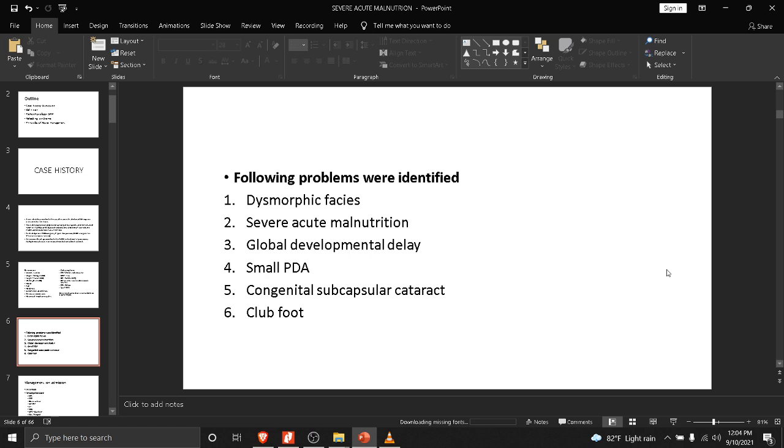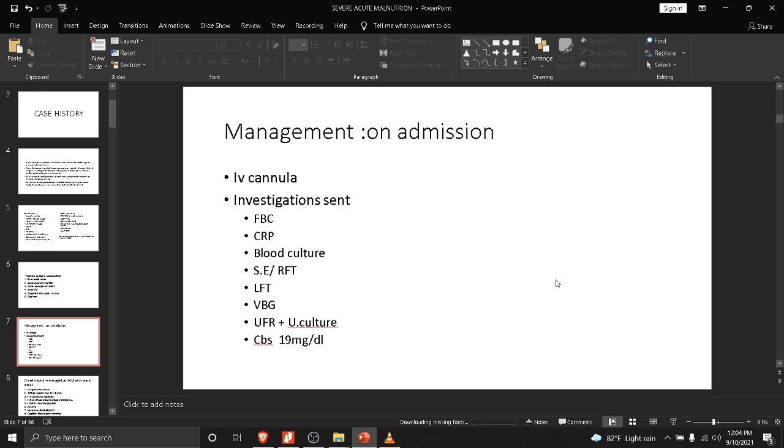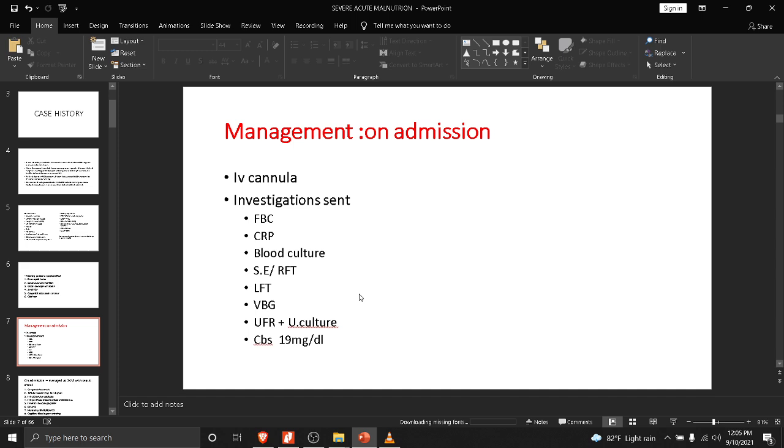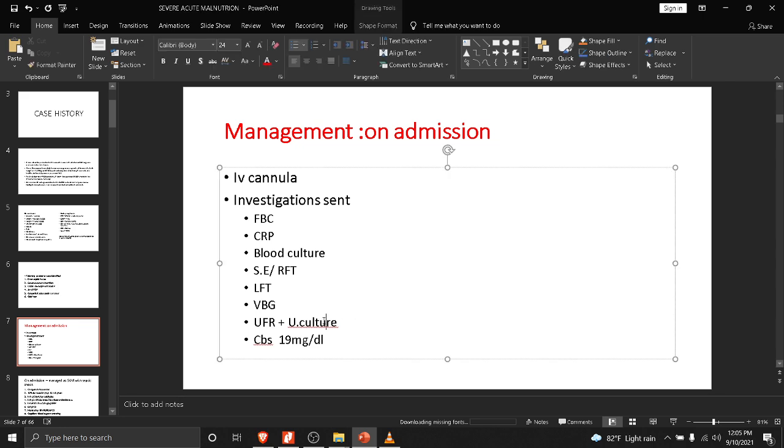For the management on admission, we treated him as a child with severe acute malnutrition presenting with shock. We put in an IV cannula and took blood for the following investigations: full blood count for identification of infection and underlying anemia, CRP for the acute condition, blood culture to identify sepsis or any underlying infective focus, serum electrolytes, renal function test, liver function test, and urine full report and urine culture. On admission, the capillary blood sugar was low, 19 milligrams per deciliter.